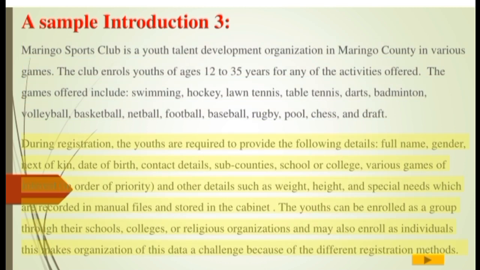During registration, the youths are required to provide the following details: full name, gender, next of kin, date of birth, contact details, sub-counties, school or college, various games of interest in order of priority, and other details such as weight, height, and special needs, which are recorded in manual files and stored in the cabinet. The youth can be enrolled as a group through their schools, colleges, or religious organizations and may also enroll as individuals. This makes organization of this data a challenge because of the different registration methods.